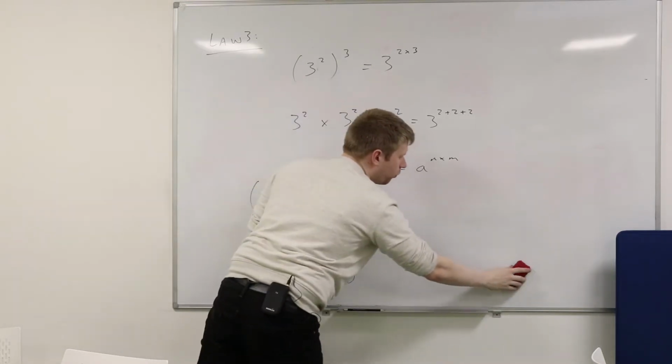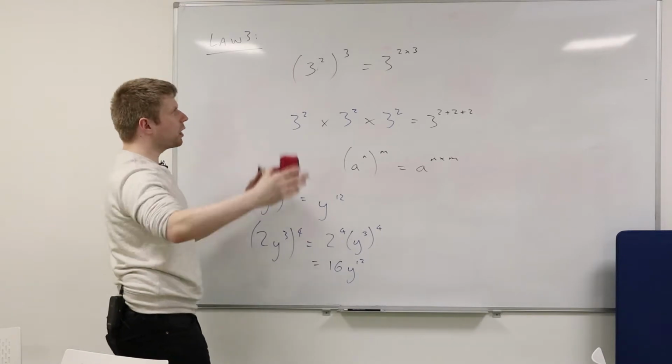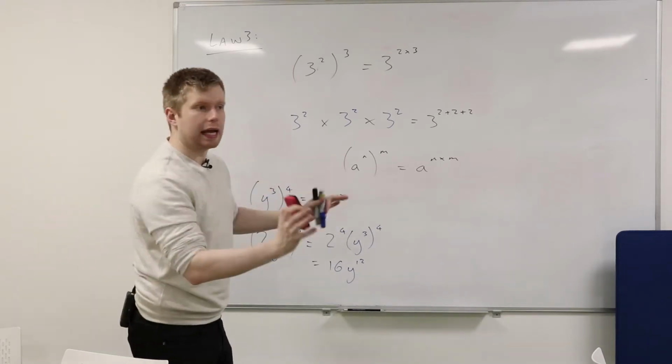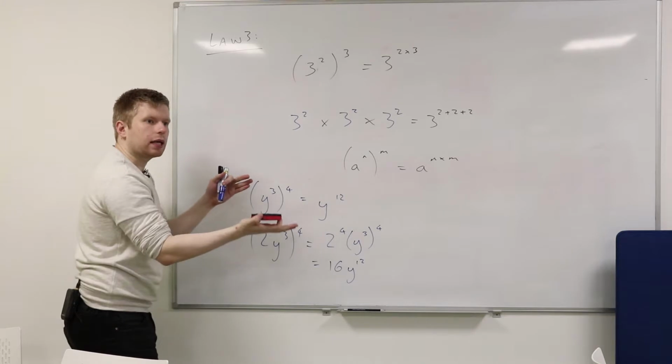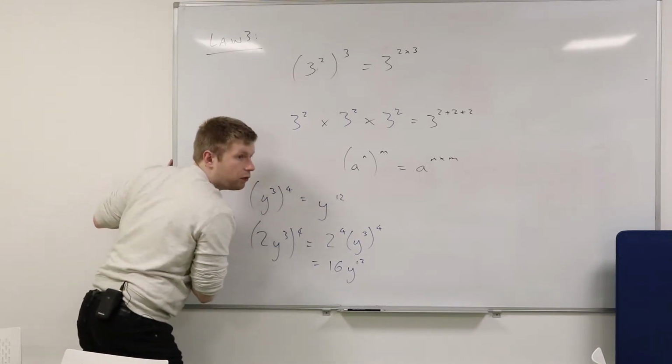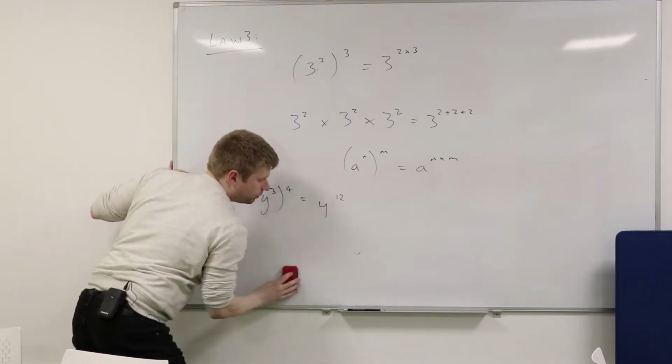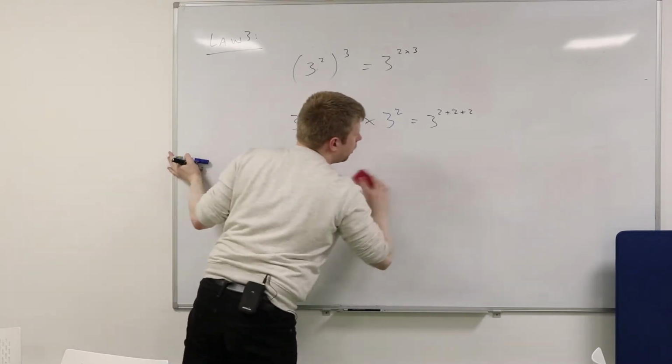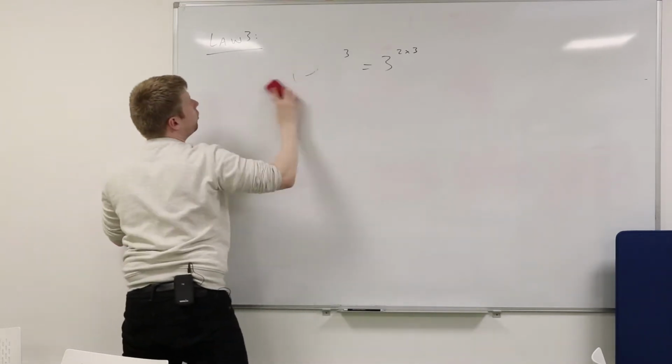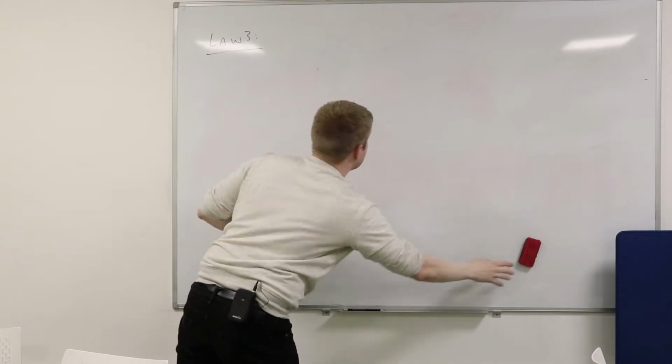Let's have a look at law 4. By the way, this kind of numbering of laws is completely arbitrary. You can do it in any order. I just think this is an order which makes sense. Okay? So, can I rub this off? Alright, let's have a look at law 4 then.